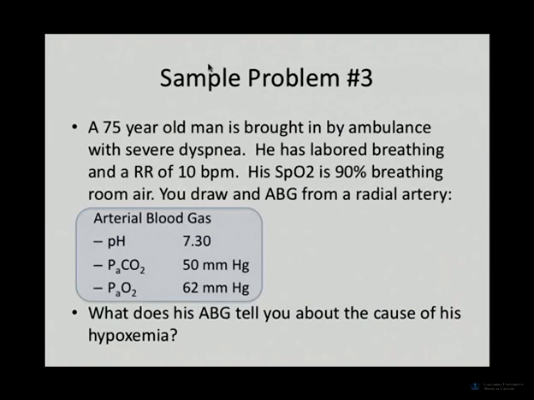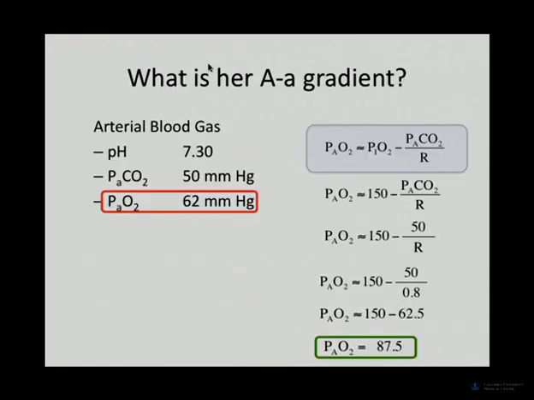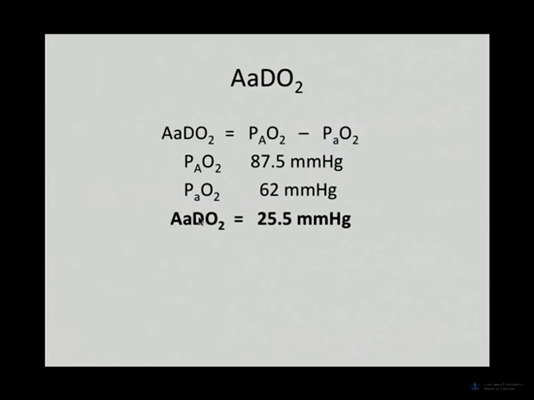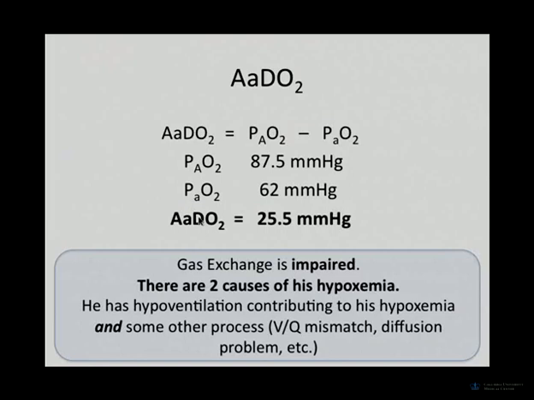Okay, let's do another person. Their pH is 7.3. Their PCO2 is 50. The PaO2 is 62. This person is hypoventilating. We know one cause for their hypoxemia is the fact that they're hypoventilating. But we calculate an AA gradient, and we see that their ideal in the context of this PCO2 should be 87.5. It's not. Their AA gradient is 25, 15 above normal. This person has hypoxemia for 2 reasons simultaneously. Their PCO2 is high and they're hypoventilating, and they have some impairment of gas exchange, probably VQ mismatch.